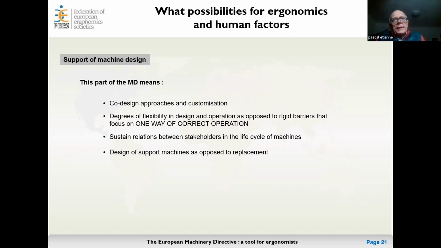So the question now is the support of machine design. Concerning this important issue, the Machinery Directive foresees a co-design approach and customization. So the degrees of flexibility in design and operation are present, as opposed to rigid barriers that focus on one way of correct operation.